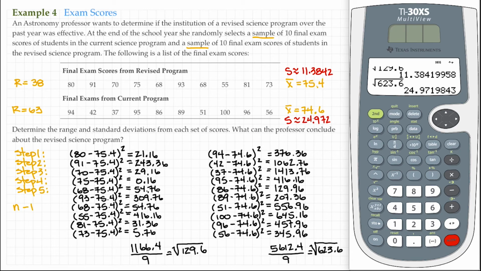So what can the professor conclude about the revised science program? Well, it seems like more students are clustering around the average here than this one. It's too spread out here. So it seems as though the revised program might not necessarily be raising the overall average, but it's making more students much closer to that average. So the revised program is probably a success.